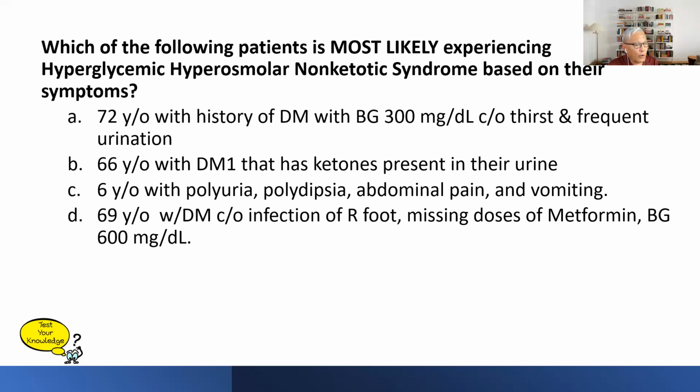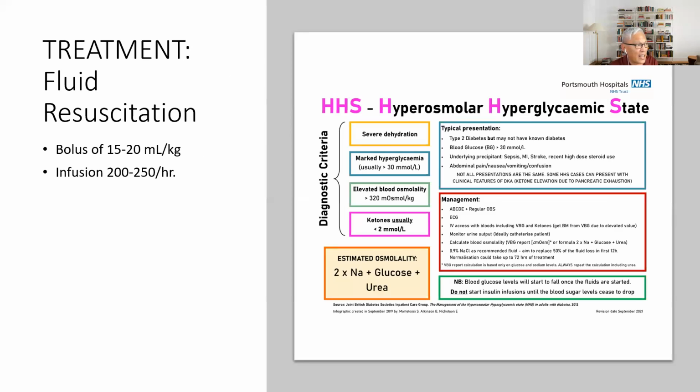All right, you're all very good. The correct answer is letter D. The key word there is the blood glucose of 600 milligrams per deciliter. That is really very high. So it points to the possibility, or it favors HHS more so than it favors DKA.